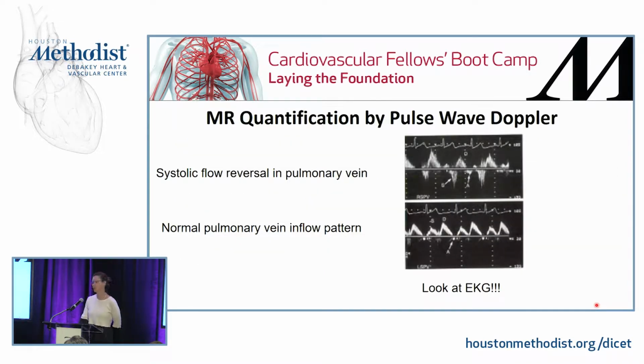So you can also use pulse wave Doppler. We went over before that the only physiologic time that blood flow goes backwards into the pulmonary veins is during atrial contraction. Well, if you have severe MR and the jet happens to be directed to either the left or the right pulmonary vein, you can get blood flow going in the reverse direction during ventricular systole, which you can see in the top picture, and which is called systolic flow reversal.